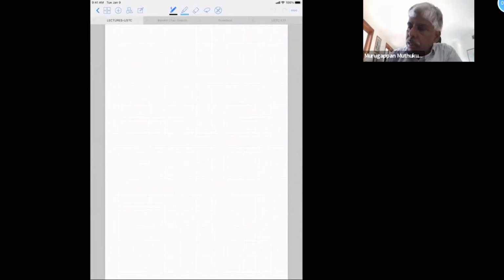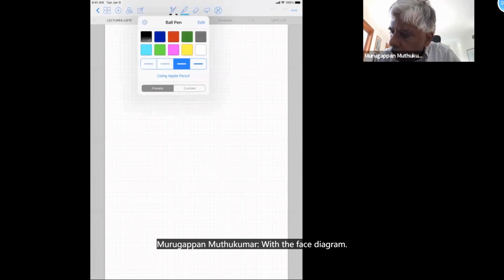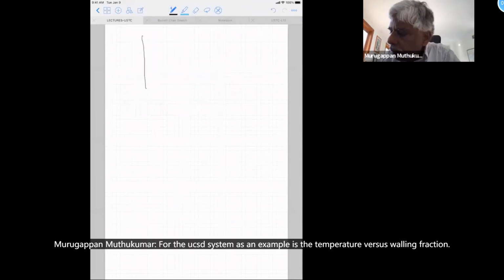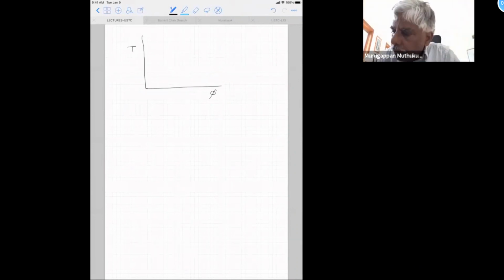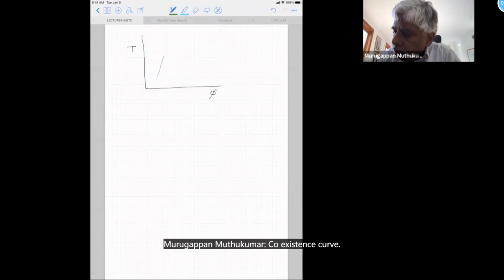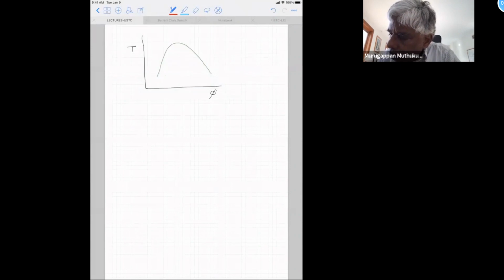Okay, so I started with the phase diagram for the UCSD system as an example. This is temperature versus volume fraction. And here is our coexistence curve. And this is our spinodal curve.